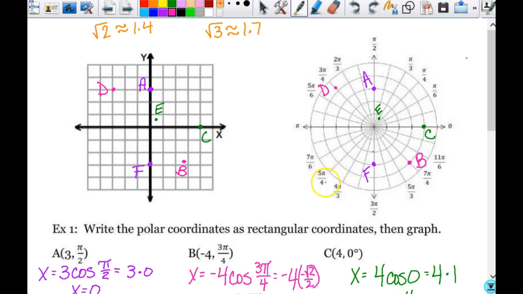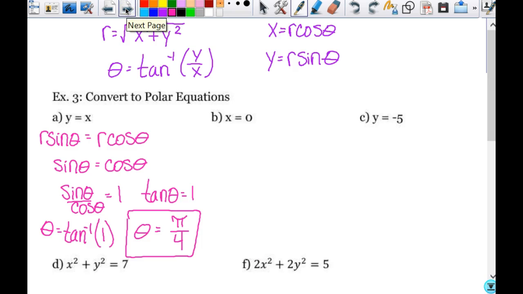Does that make sense? That's why you don't have to have both of them. Even if I said theta was 5 pi fourths, I'd still be right. Even if I did the negative angles, it's all the same because you have so many different options there. Okay. All right. Everybody good?